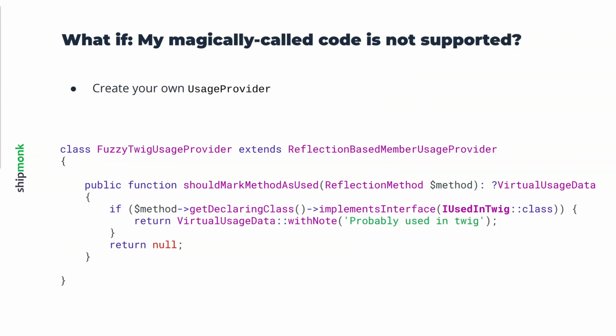Okay, so what if there are some special magical calls inside your code, something that's not supported by our library by default? There is an extension point, which is called member usage provider, and you can decide based on the reflection, which is the easiest part, that it's being used. So if you know based on the reflection that it's being called in some magical way, you can just treat it that way, and you only need this simple usage provider.